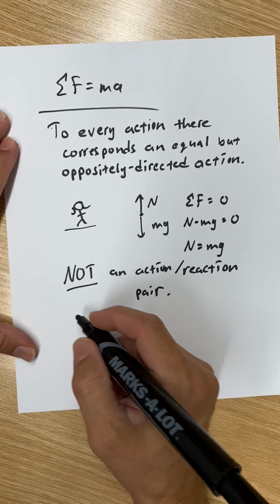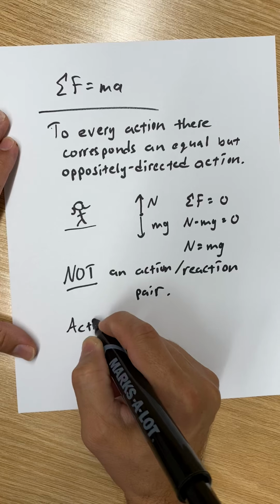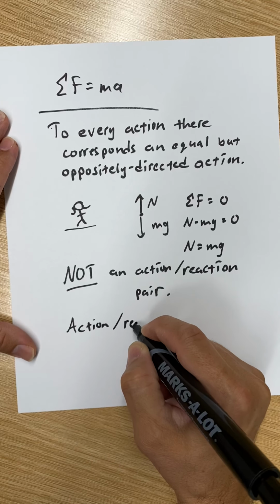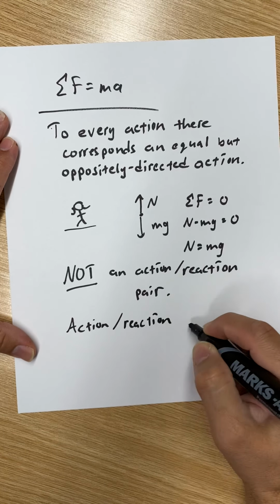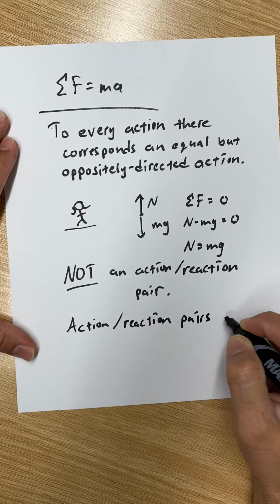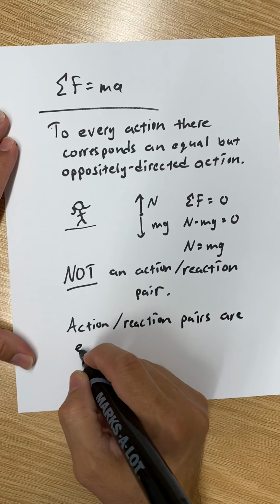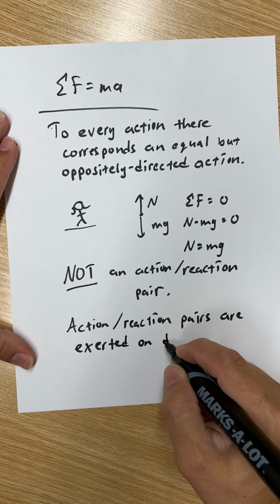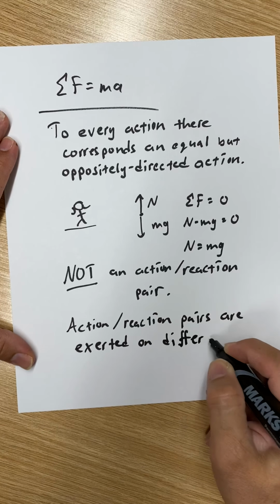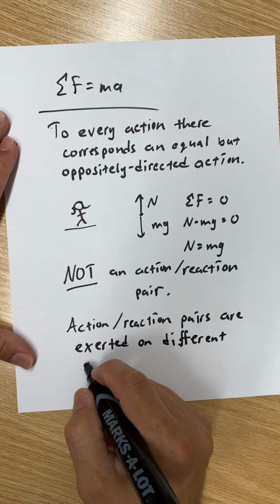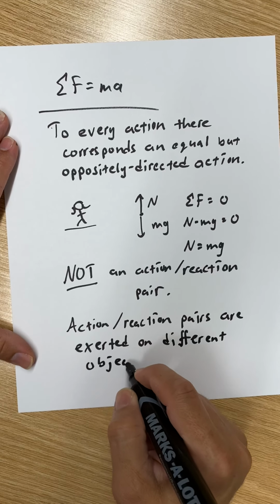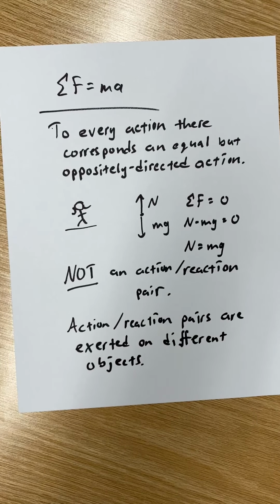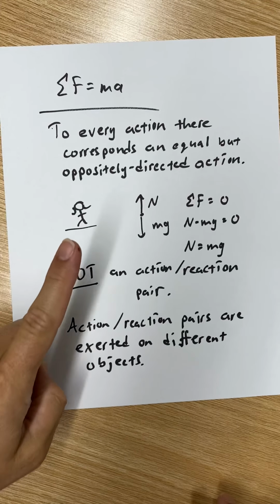So an action-reaction pair are exerted on different objects. That means they will never appear on the same free body diagram. Right? Never ever. Because free body diagrams only concern one object.